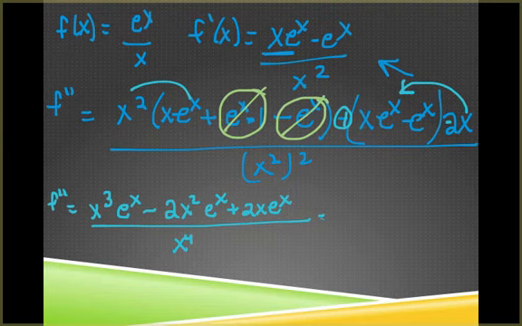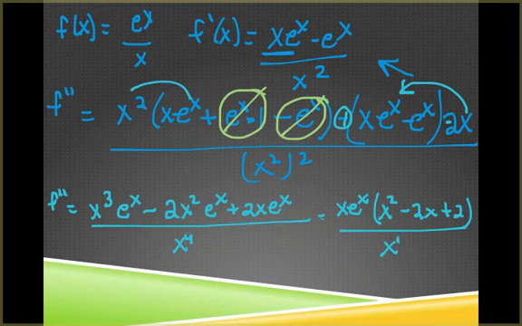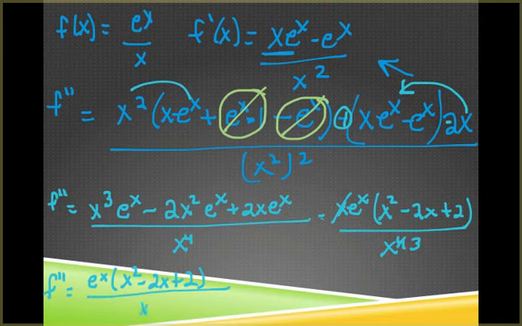Well, now I notice that I can actually factor out an x and an e to the x in the numerator, because every term in the top has an e to the x and has an x in common, and that would give me x squared minus 2x plus 2 over x to the fourth. Then I could cancel out an x in the numerator with one of the x's in the bottom. So here's what I have right now for my second derivative. So I have e to the x times the quantity x squared minus 2x plus 2 over x cubed.